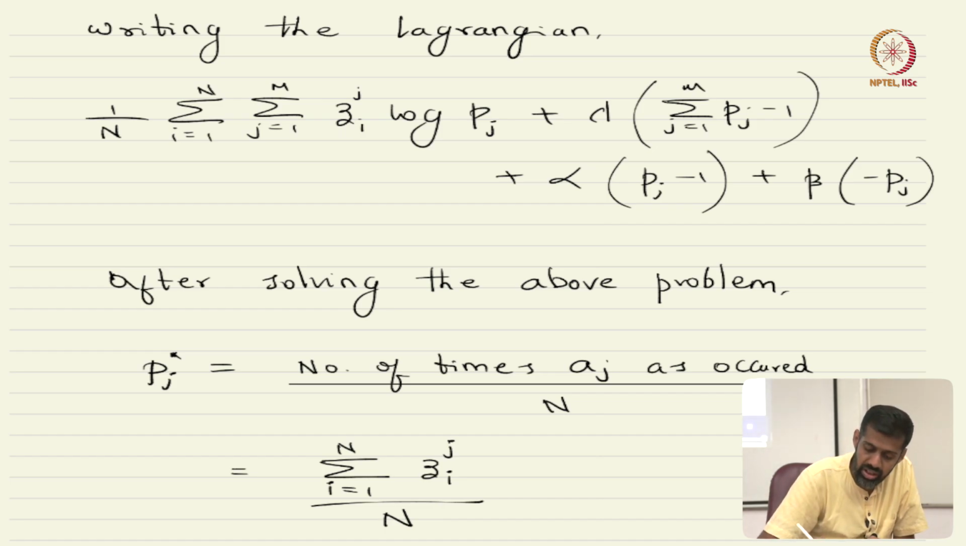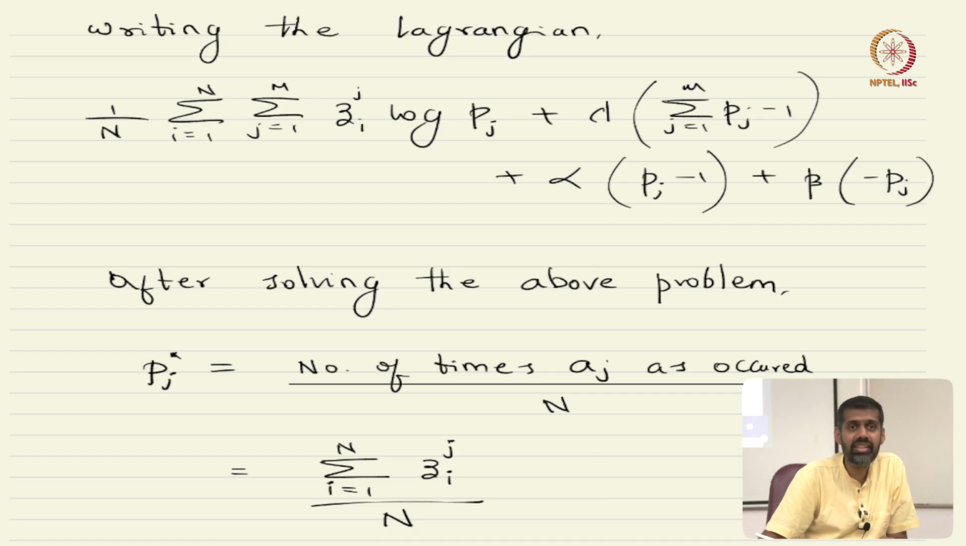Summation over i and summation over j, Zij log Pj, plus lambda times the summation over j from 1 through m of Pj minus 1, plus alpha times Pj minus 1, plus some other beta times minus Pj.